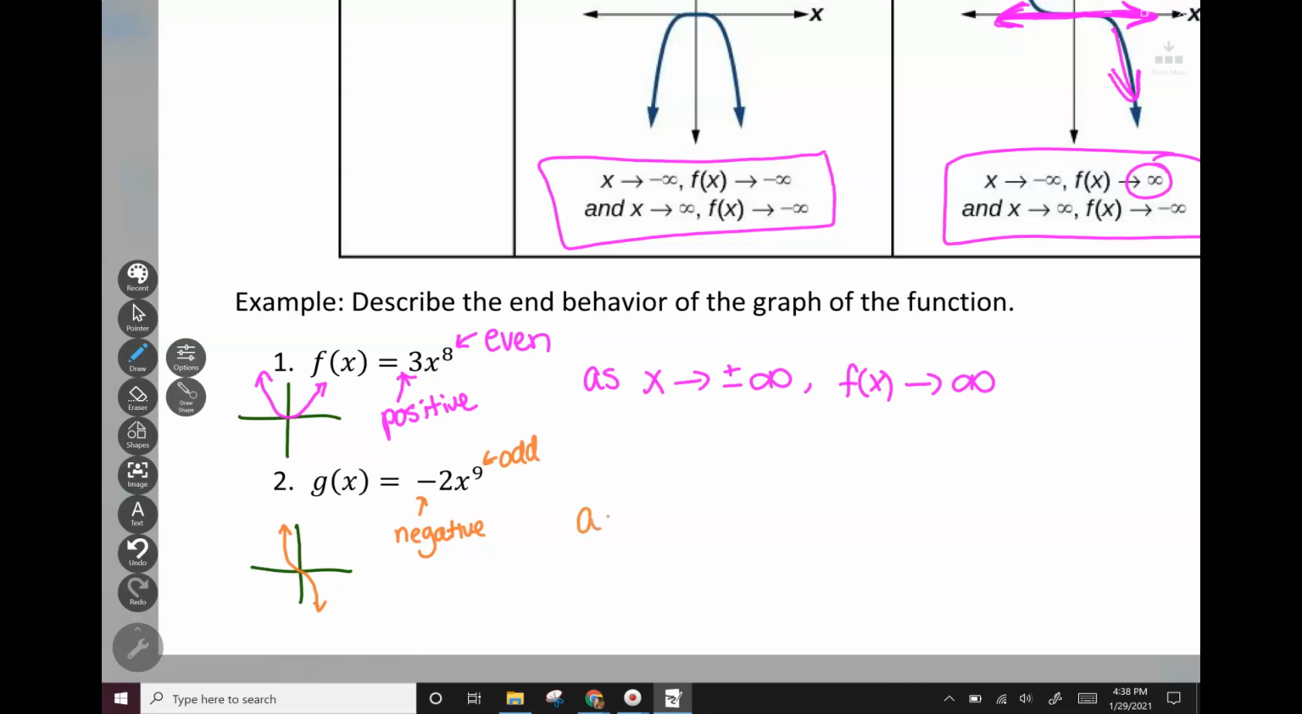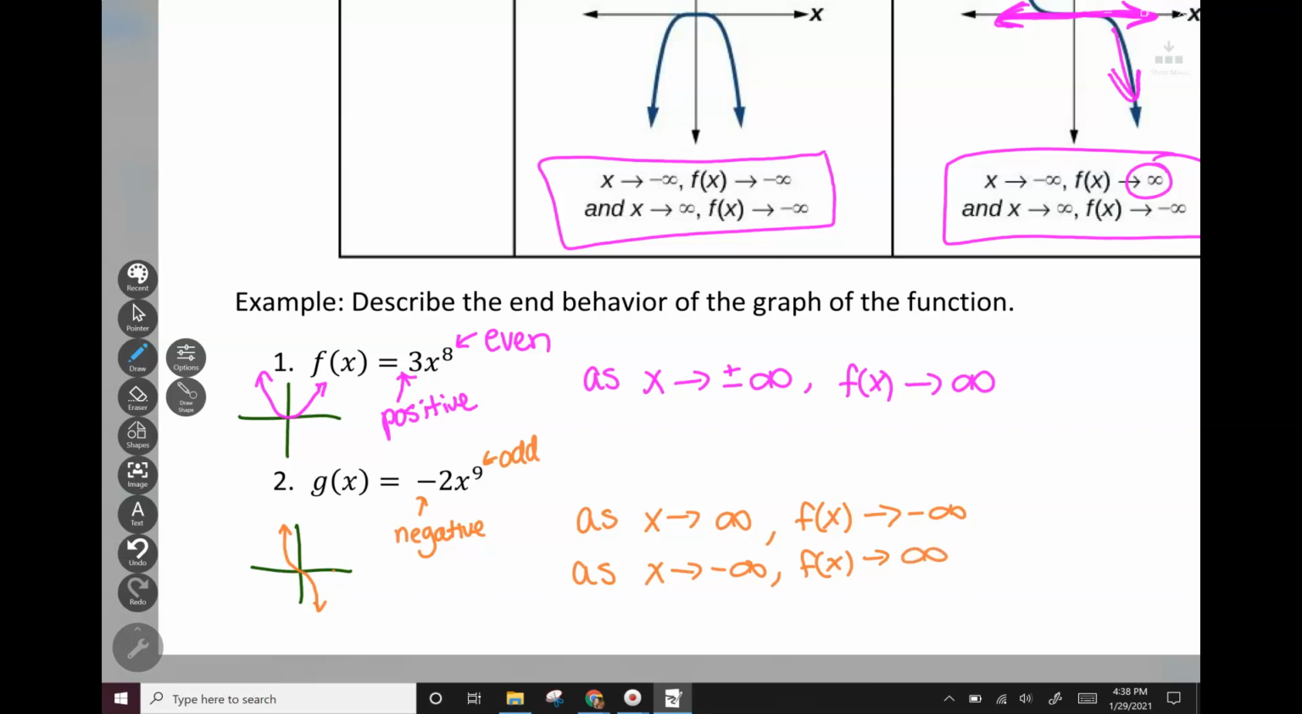Okay, so as x approaches positive infinity, I don't need to write a plus sign there, as x approaches infinity, f of x approaches, so as x gets larger, what's happening to your curve? It's going down. So that's going to be negative infinity. And then as x approaches negative infinity, f of x approaches, okay, so as I move to the left, as my x values get really negative, what's happening to my curve? It's going up. So that's approaching positive infinity.